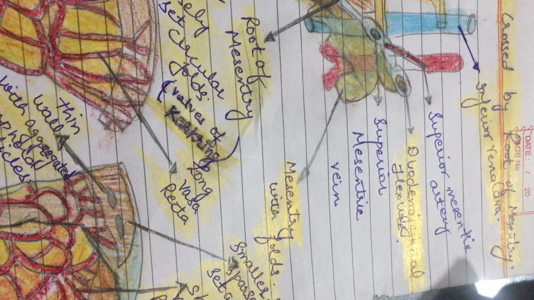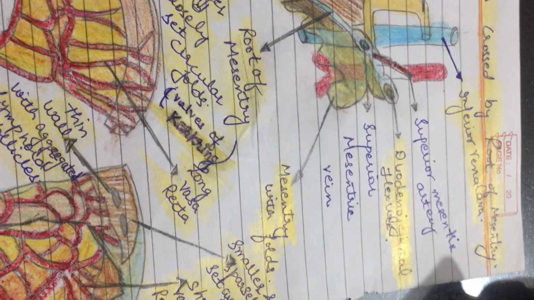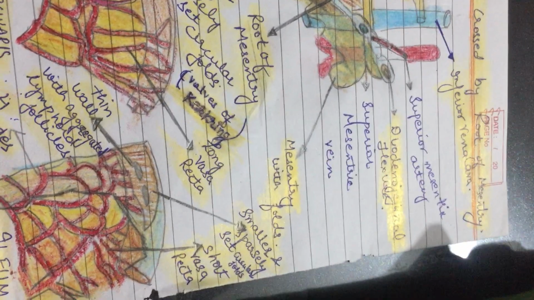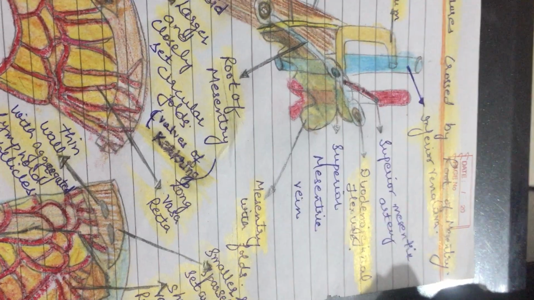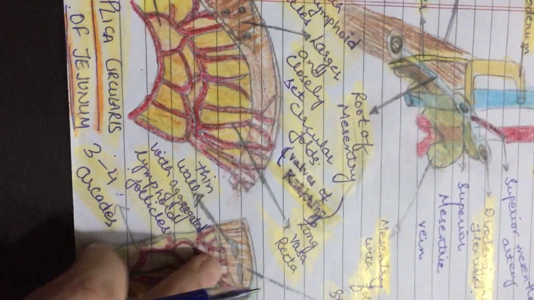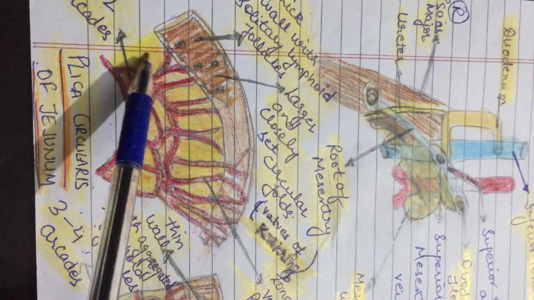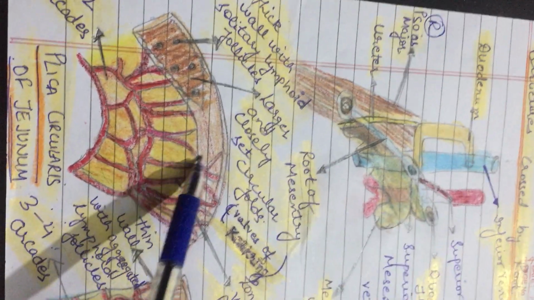Now, the main function of the small intestine is digestion and absorption, right? Now, let's discuss the differences between the small and large intestine and between the jejunum and ileum. First I will discuss the diagram and then we'll discuss the differences. What I have drawn here are the arterial arcades. This is the mesentery of the small intestine, which I will discuss later.